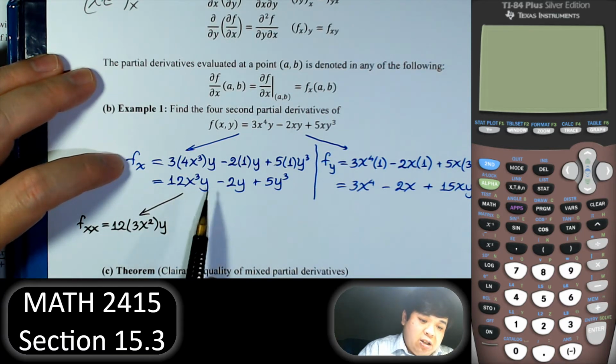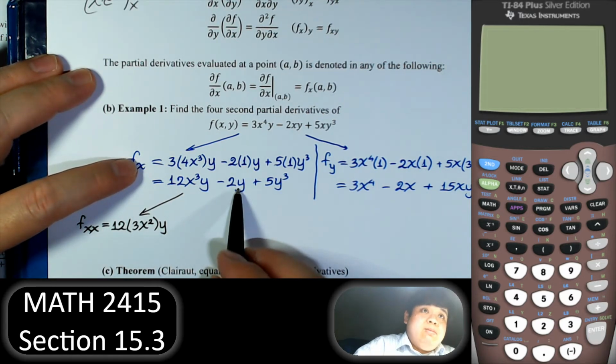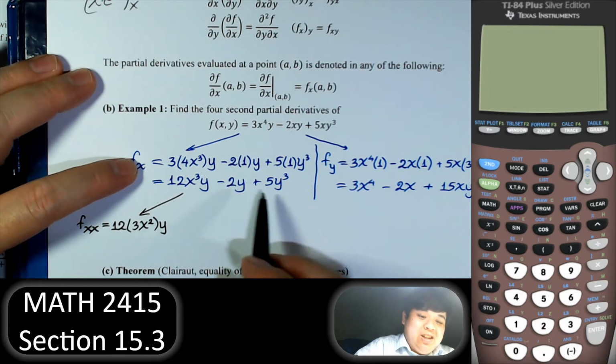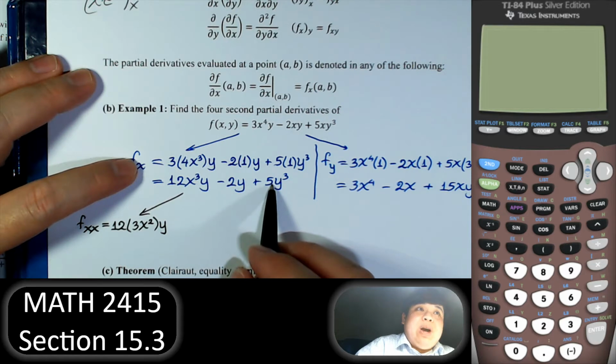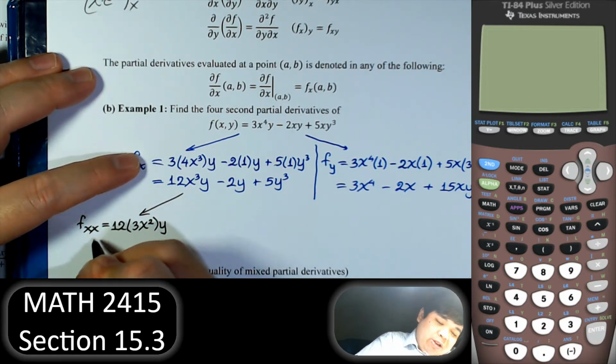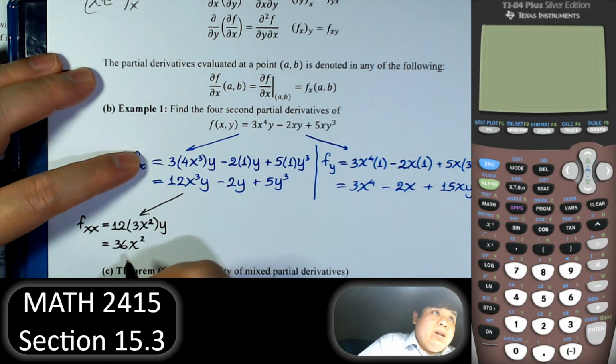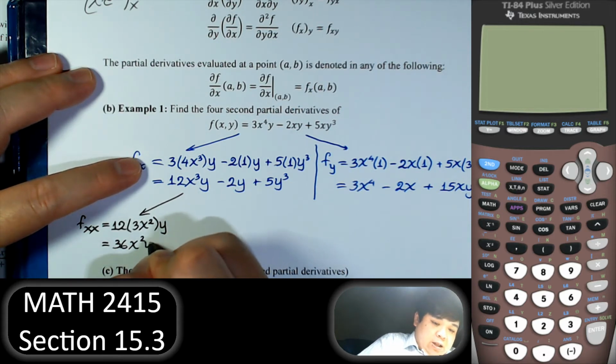So the constant will stay, and the derivative of this with respect to x is 0 because there's no x here, everything there is a constant. The derivative of this with respect to x is also 0. So that's all we have. So f of xx is equal to 36x squared y.